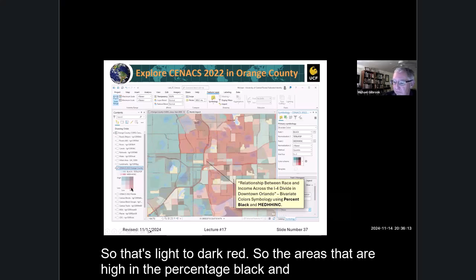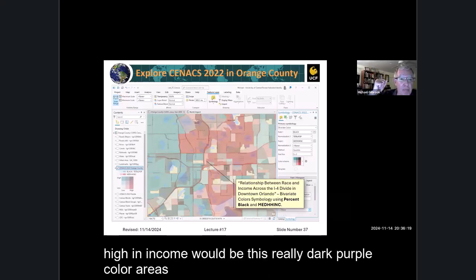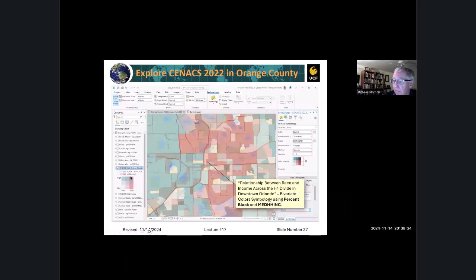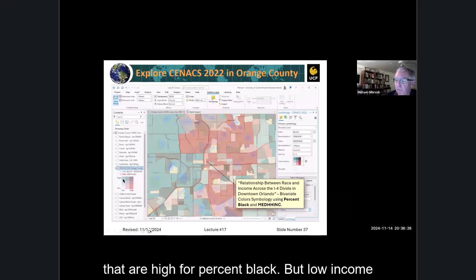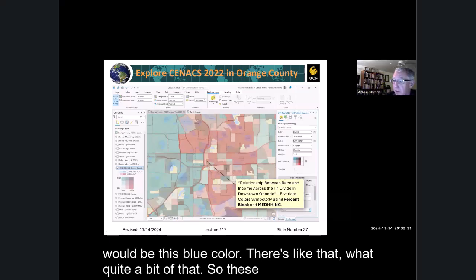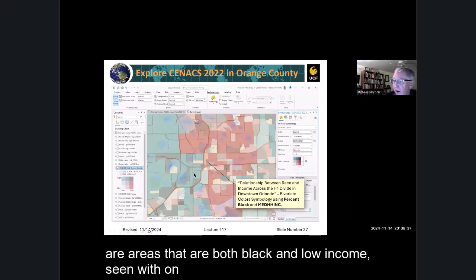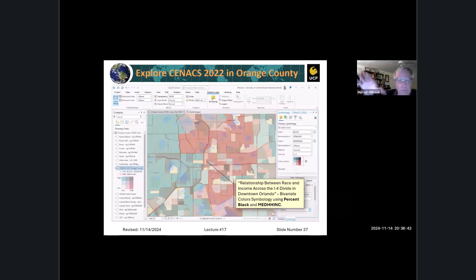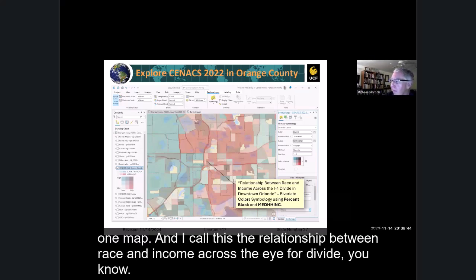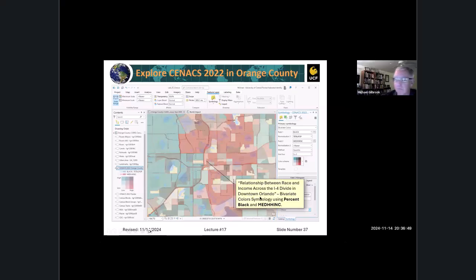The areas that are high in the percentage Black and high in income would be this really dark purple color. Areas that are high for percent Black but low income would be this blue color. And there's quite a bit of that. So these are areas that are both Black and low income, seen on one map. And I might call this the relationship between race and income across the I-4 divide.